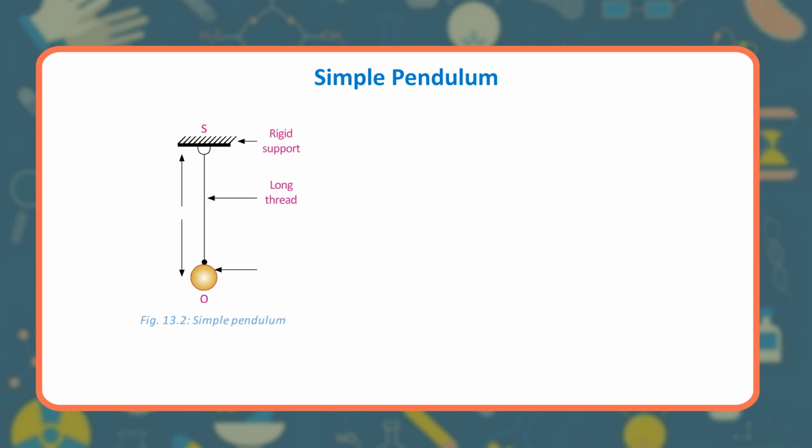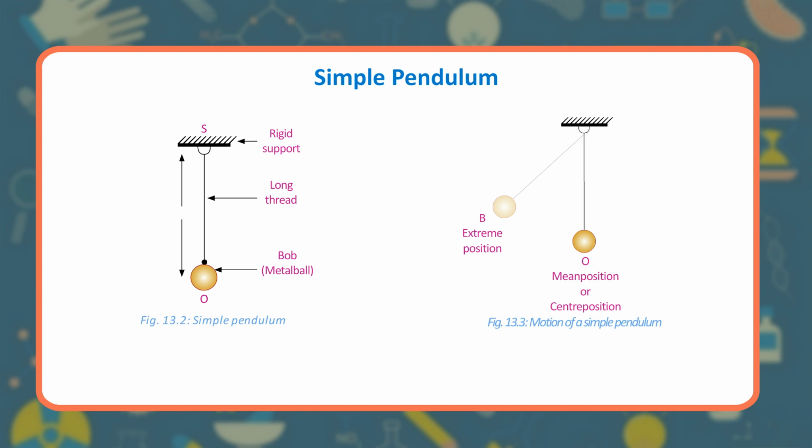Rigid support. Long thread. Bob, metal ball. Extreme position. Mean position or center position. Extreme position.